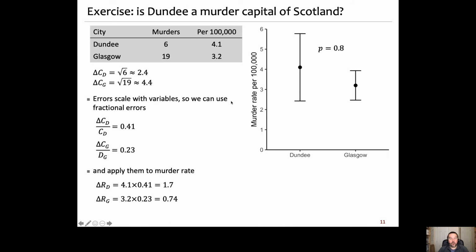It's always better to look at your data. And this is when you plot the murder rate and its error. This is the standard error of the murder rate. And as you can see, the standard error of the Glasgow murder rate is entirely inside the error of Dundee. There is no difference between them. If you perform a statistical test, a Fisher's test, I will talk about it later, you will see that there is absolutely no difference. So the statement that Dundee is the murder capital of Scotland is completely unfounded. It's based on misunderstanding data and statistics.